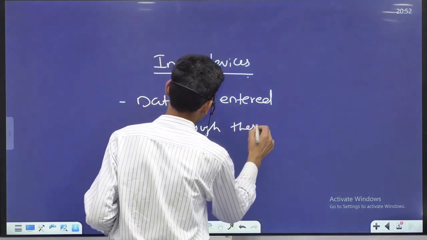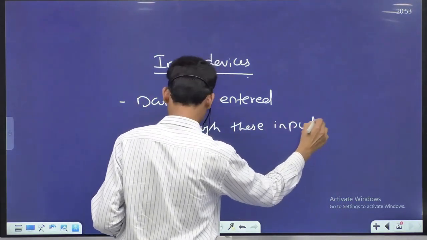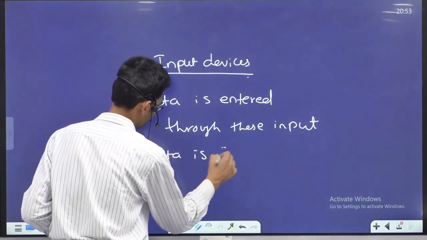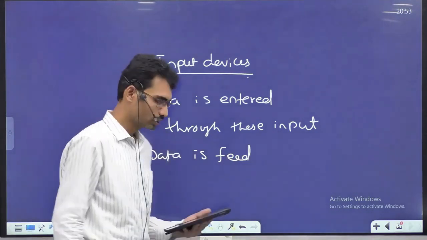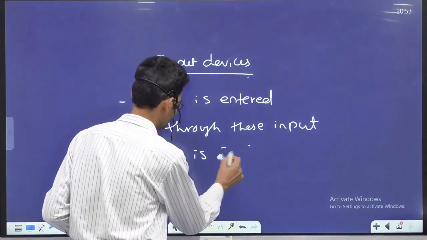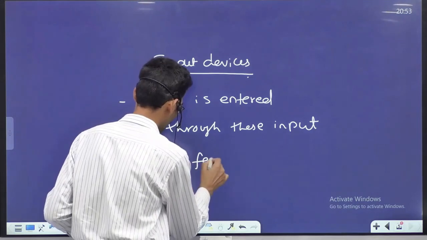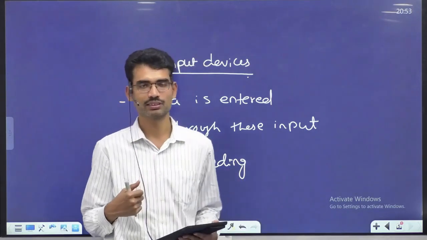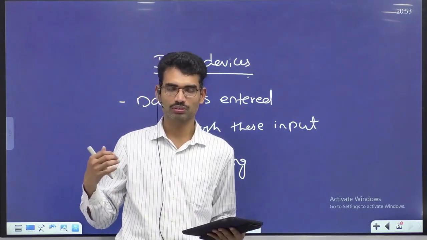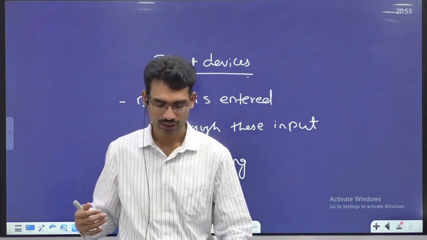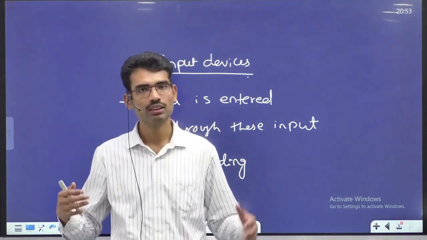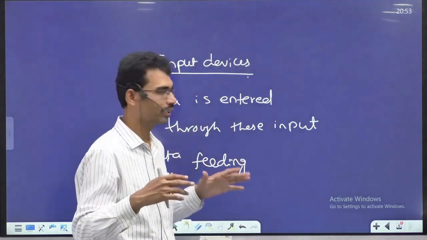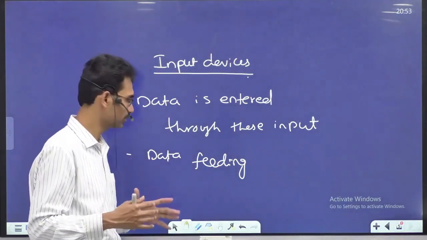Through these input devices, data is fed. So feeding data, data is fed through these input devices. The most common input devices in every desktop or laptop are the keyboard and mouse. These are two very fundamental, very crucial inputs.